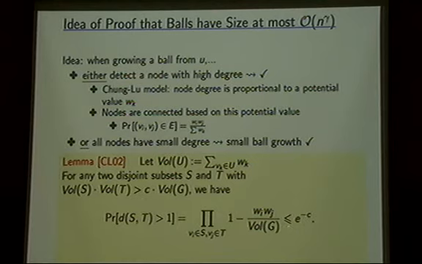Now what we do is, for S, we pick our nodes with large degree, and for T, we pick our balls. And then we say, well, if the ball has a certain volume, then it's connected to the landmarks. We basically just apply this lemma for all balls.